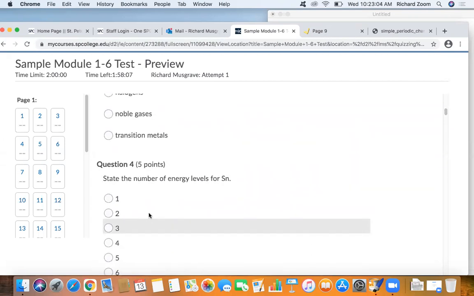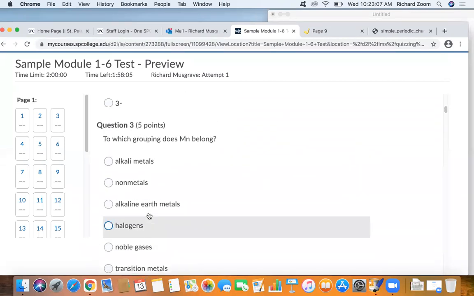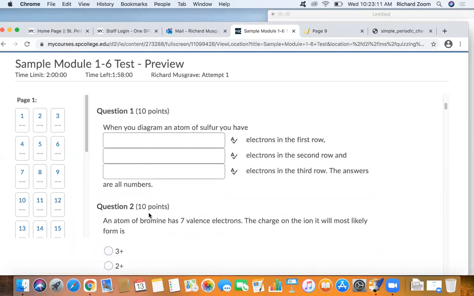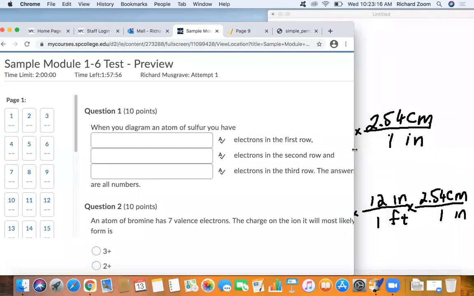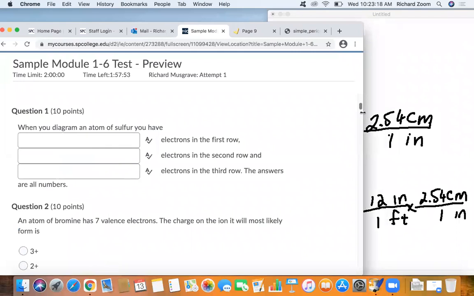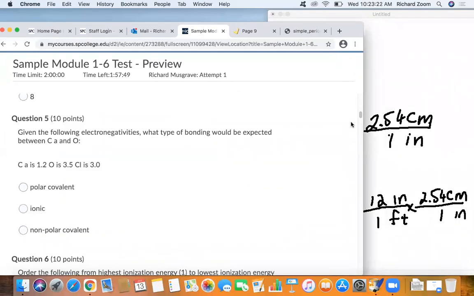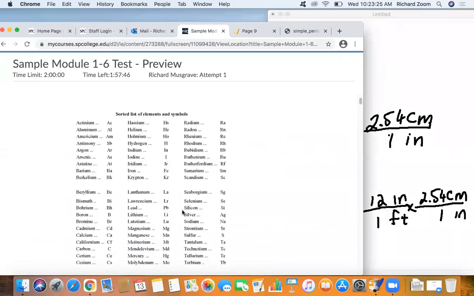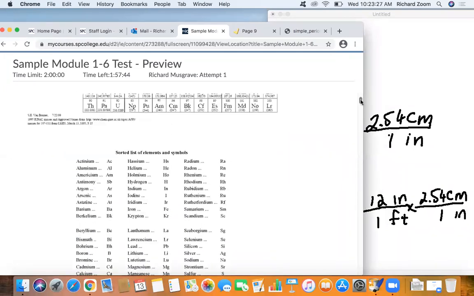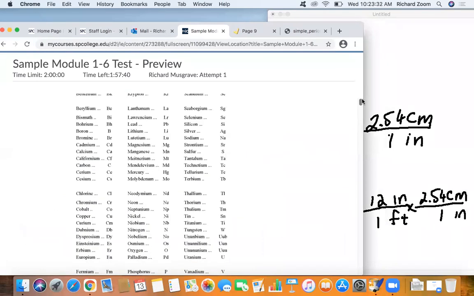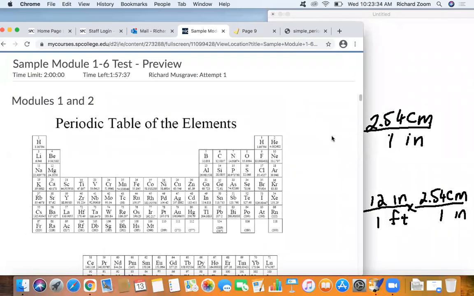All right, so since we've gone through these, I'll go through these specific questions that we have here in this test and just give you an idea. So if you've got a diagram, you want to diagram an atom of sulfur. Again, look, you've even got the listing of elements and compounds. You don't even have to memorize which element goes with which symbol. I'm sorry, elements and symbols are all there as well. That's kind of a gift too.